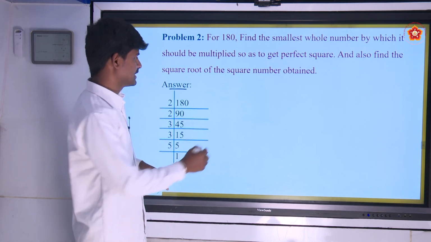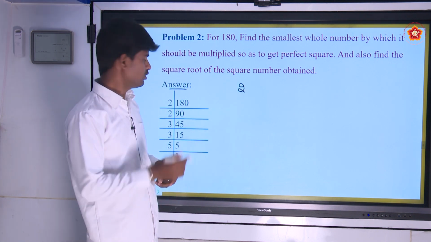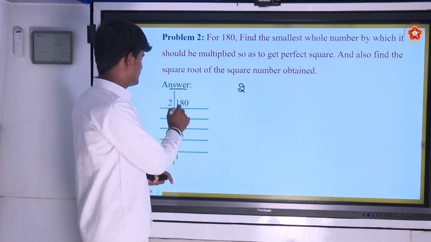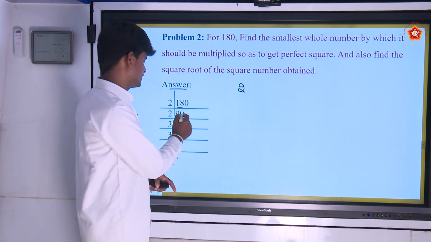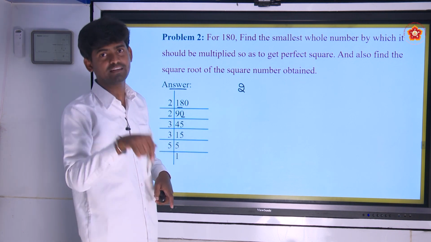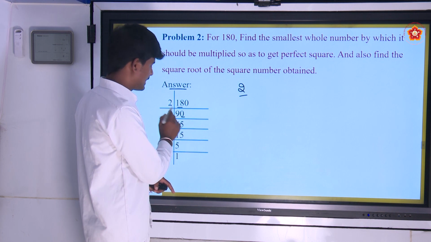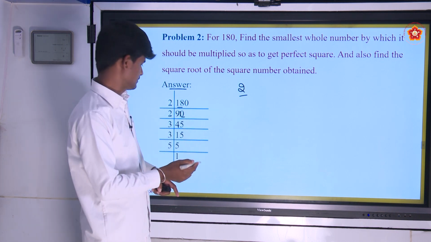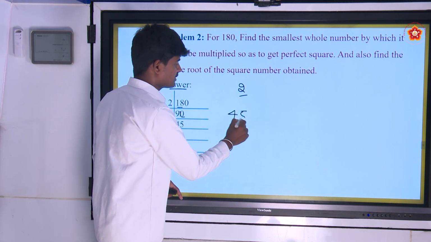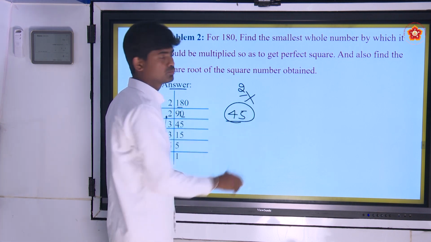For 180, the least prime factor is 2. 180 is an even number, so it can be divided by 2. 2 9s are 18, 0 as it is. 90 again is an even number, it can be divided by 2. 2 4s are 8, 2 5s are 10. Now 45 is an odd number, so it cannot be divisible by 2.